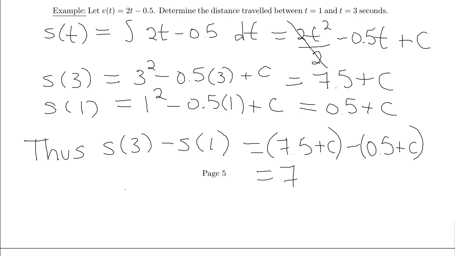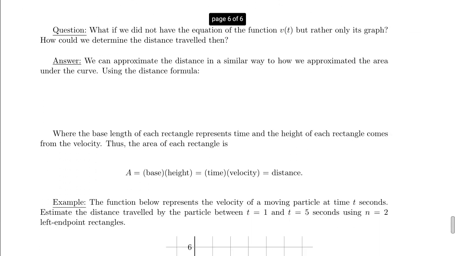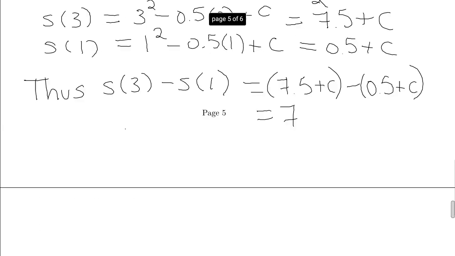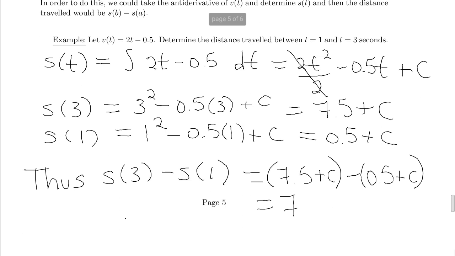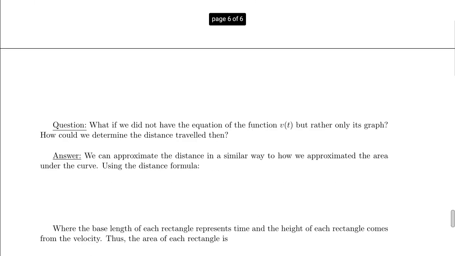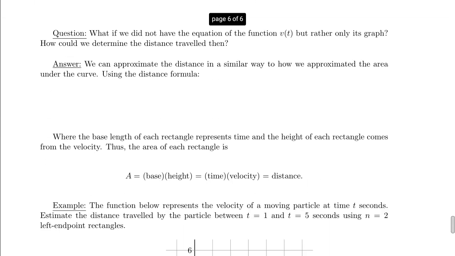But what we'll see on the next page, on the final page, page 6, we start off with a question. And this question is, what if we actually didn't have the equation of the function v of t? So in the last example, let's scroll back for a second, we actually knew that v of t was equal to 2t minus 0.5, and that allowed us to find the antiderivative. So the question posed here is, what if we didn't have that actual equation, but rather we had only its graph? How could we determine the distance traveled then?